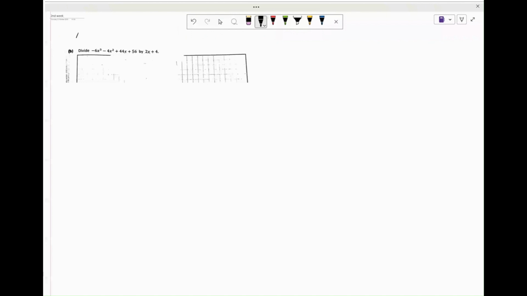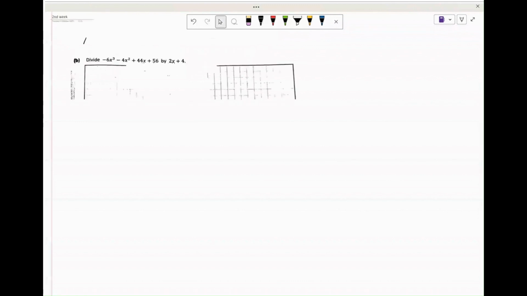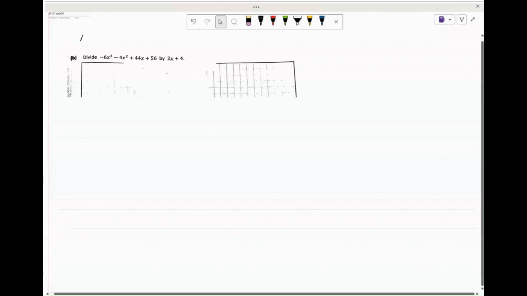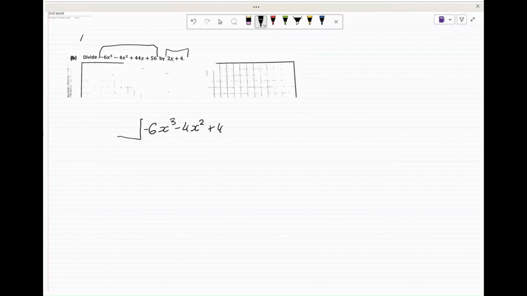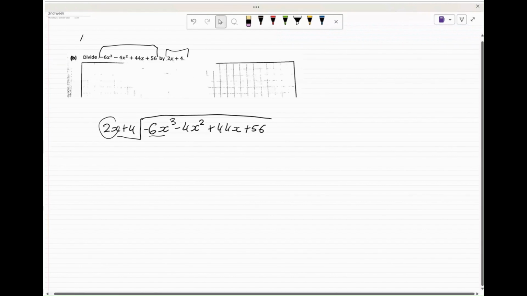So what we did next, I think, was this long division. And if I've forgotten any questions that we've done, let me know and I'll do them in the next video. So this long division, we can rewrite this, divide this by this. So if we write minus 6x cubed minus 4x squared plus 44x plus 56, and that's divided by 2x plus 4. So doing long division, first term into the first term.